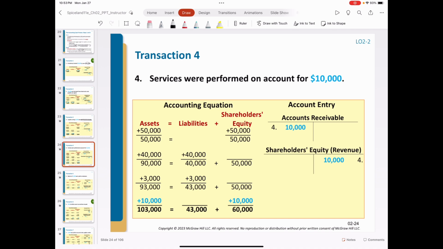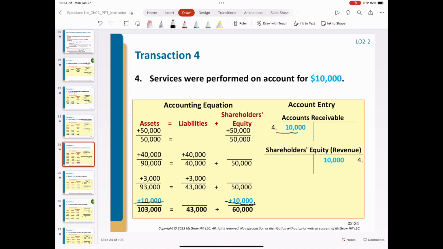Number 4, service performed on account for $10,000. Because service performed, according to the revenue recognition principle, revenue should be recognized. So stockholders' equity increased $10,000. While this is performed on account, the customer deferred the payment. Instead, the company, the law office, will recognize $10,000 accounts receivable instead.